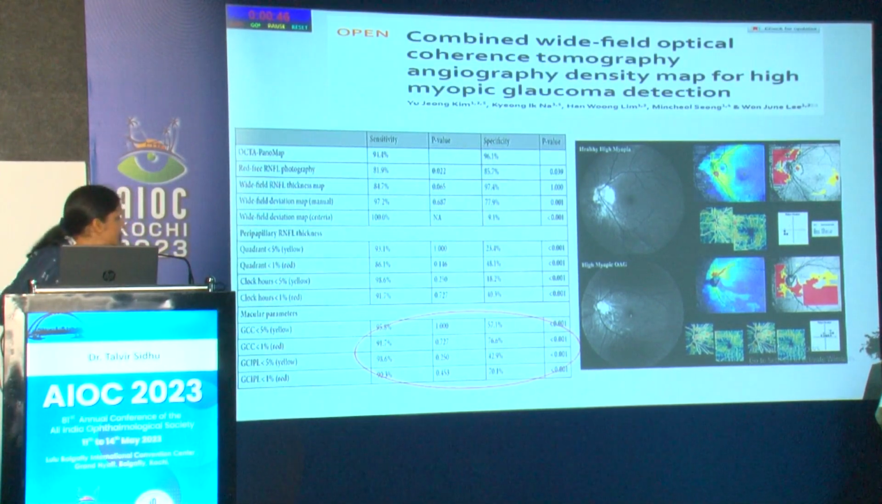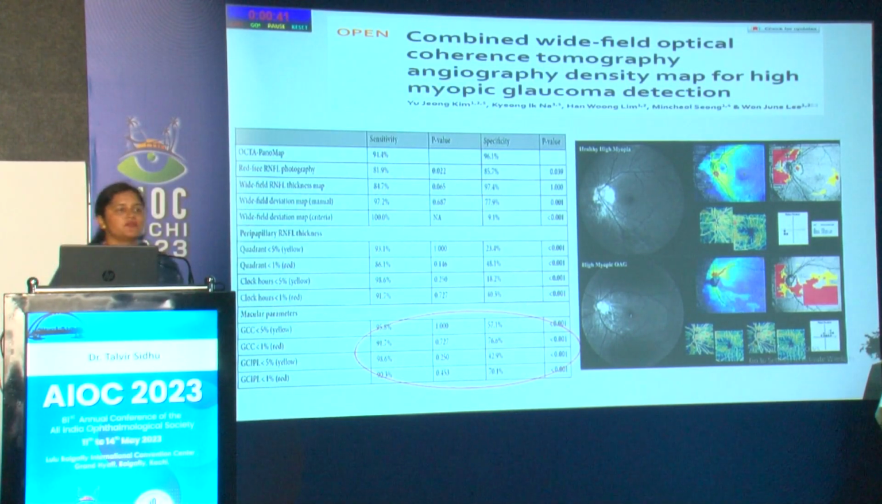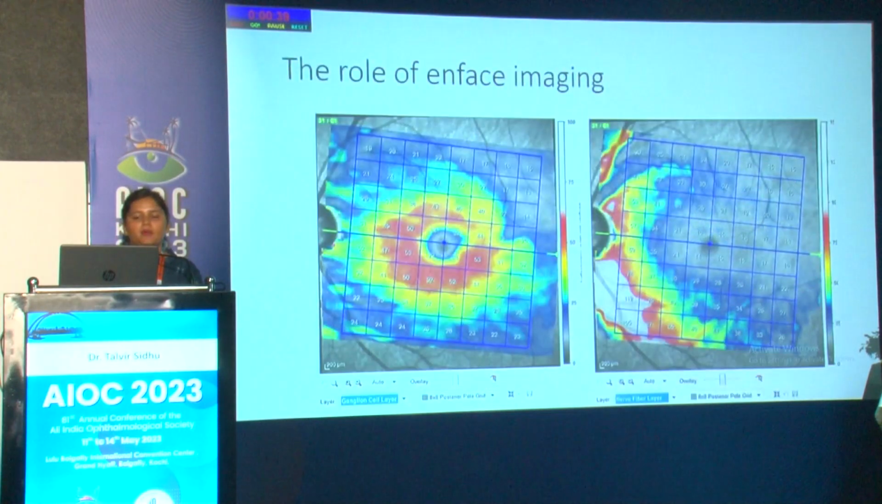It is important to note that the ganglion cell thickness actually has a very good sensitivity and specificity for picking up glaucoma in high myopia.